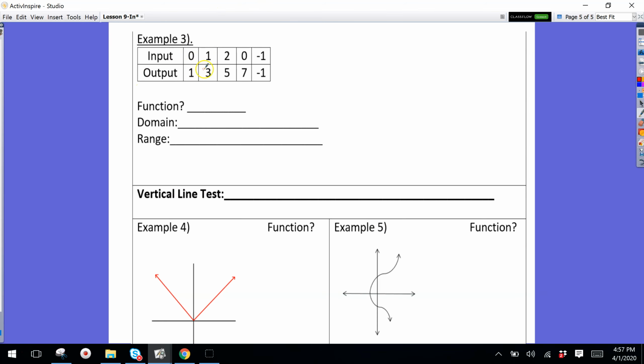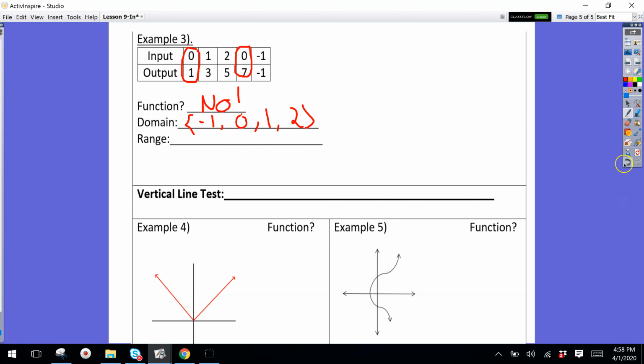Okay, now in this example above, I'm looking at my x's. Well, this obviously right here has an input of 0, and this also has an input of 0, and I'm getting 2 different numbers. So this is not a function. Your domain here is 0. Well, actually, we had a smaller number here. So -1, then 0, then 1, then 2. Yes, your zeros repeat, but again, it's a list, so I'm not going to write that twice. And then your range, which is your y's or your outputs, you have -1, 1, 3, 5, and 7.